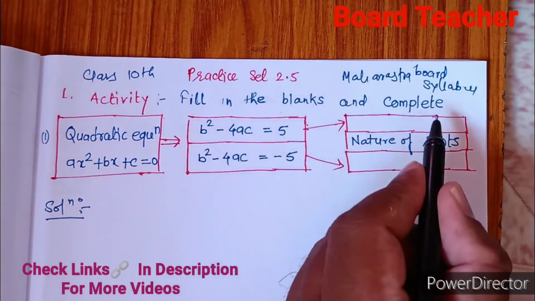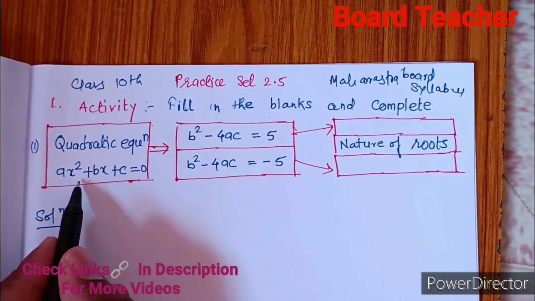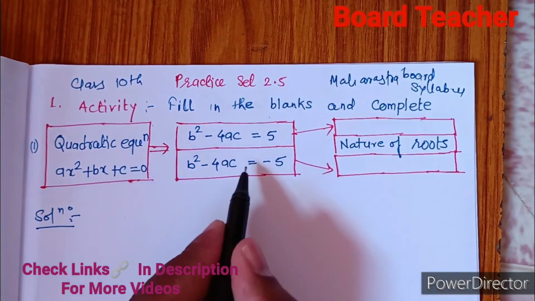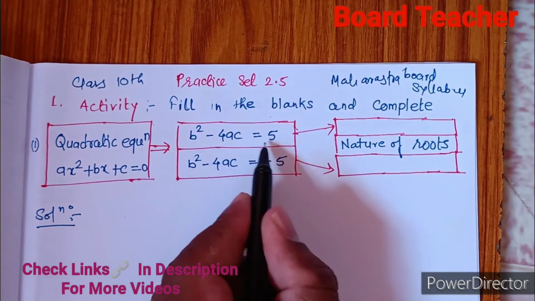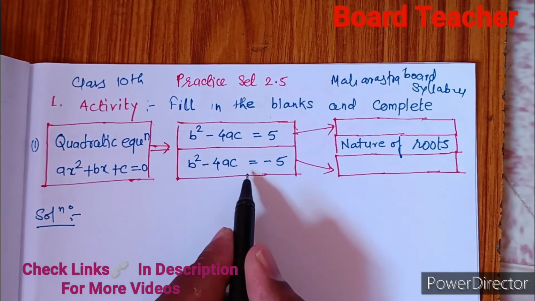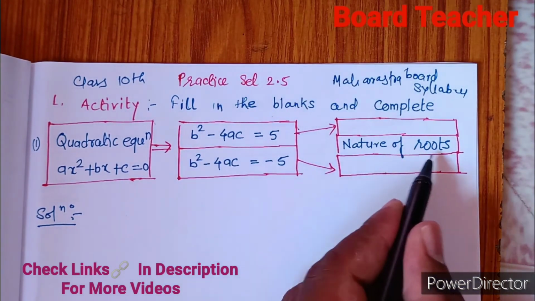Fill in the blanks and complete the quadratic equation, that is ax square plus bx plus c equals to 0, where the value of b square minus 4ac is equal to 5 and b square minus 4ac equals to minus 5. We have to find the nature of the roots.